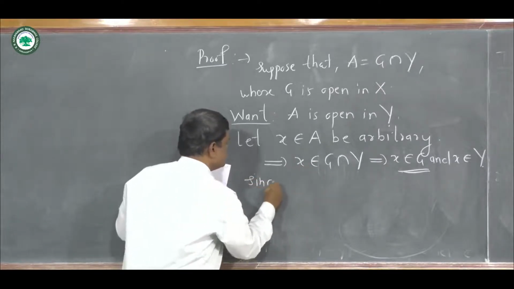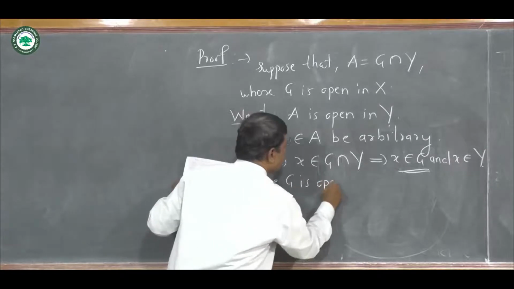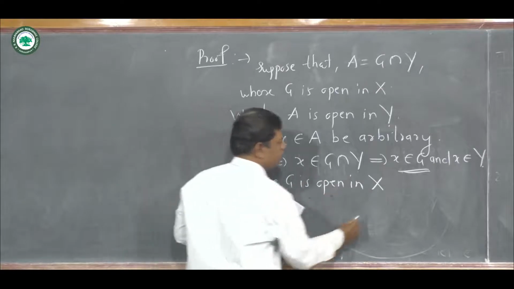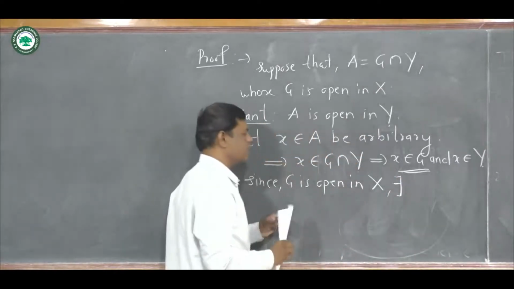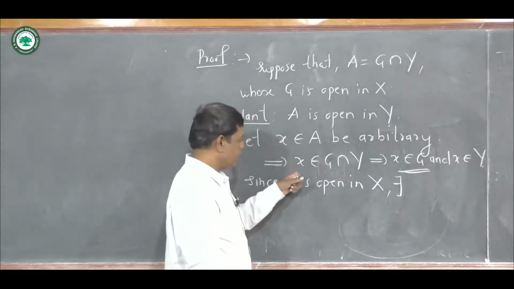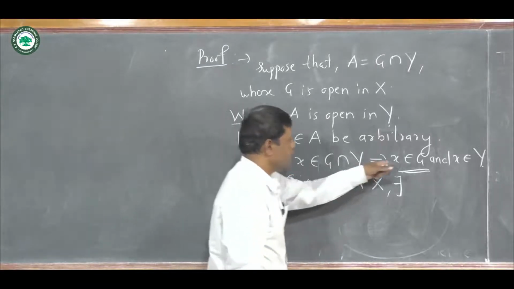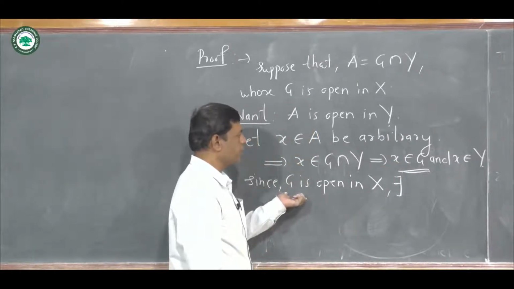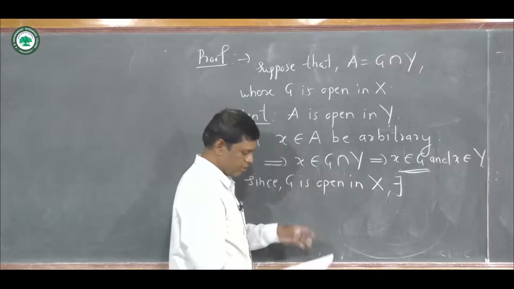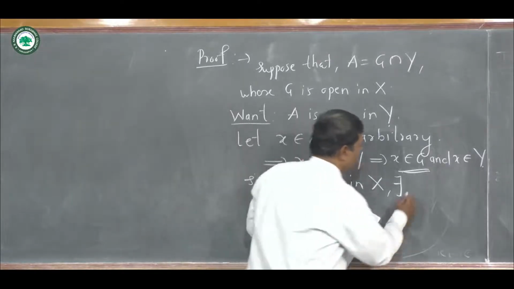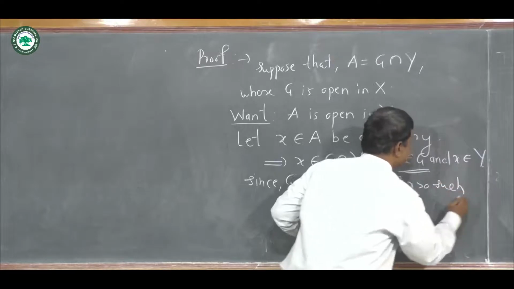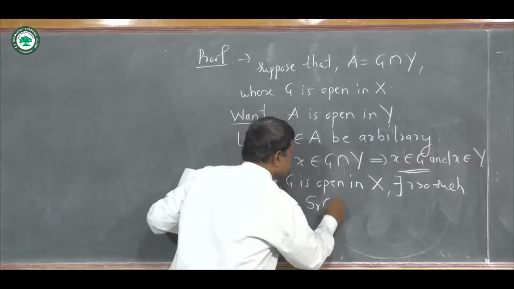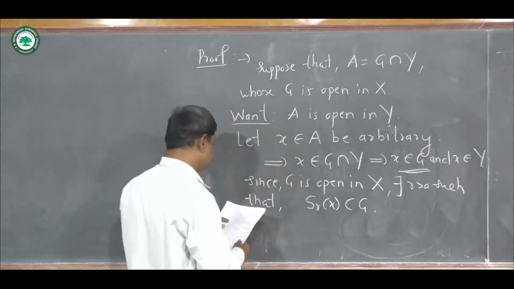Now since G is open in X, we can say that there exists an open sphere which is properly contained in set G whose center is at point x, or there exists an open sphere centered on x and is properly contained in this set. So there exists r greater than 0 such that the open sphere S_r(x) is contained in G.